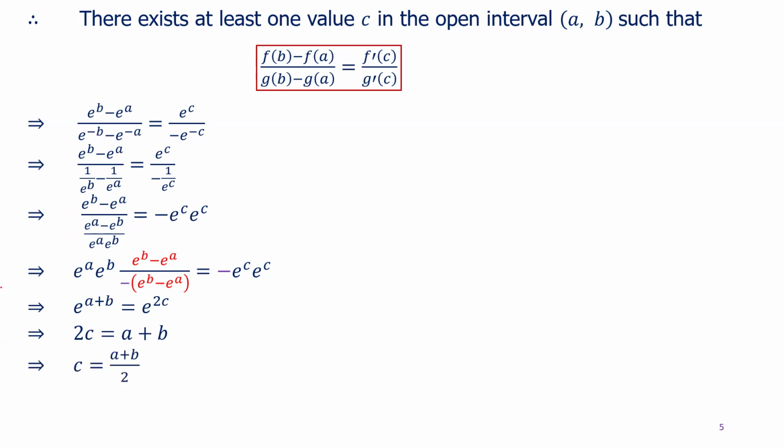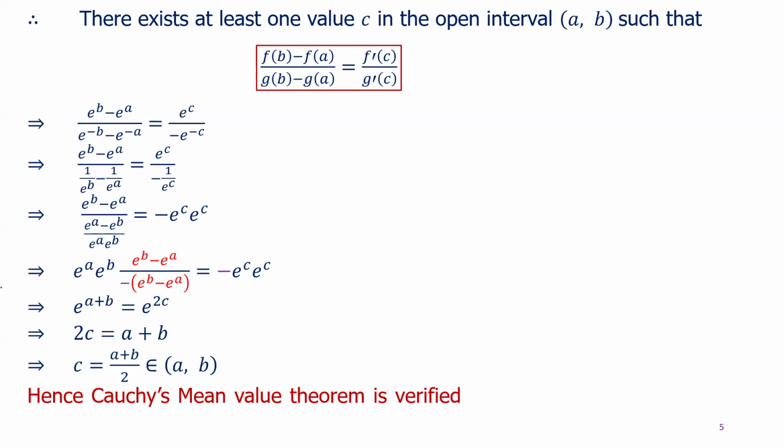Therefore, c is equal to (a plus b) by 2, and definitely c is nothing but the mean value of a and b, which means it is the middle value of a and b. So clearly c lies in the open interval (a, b). Hence, Cauchy's mean value theorem is verified for the functions f of x equal to e to the power x and g of x equal to e to the power minus x in the open interval (a, b).